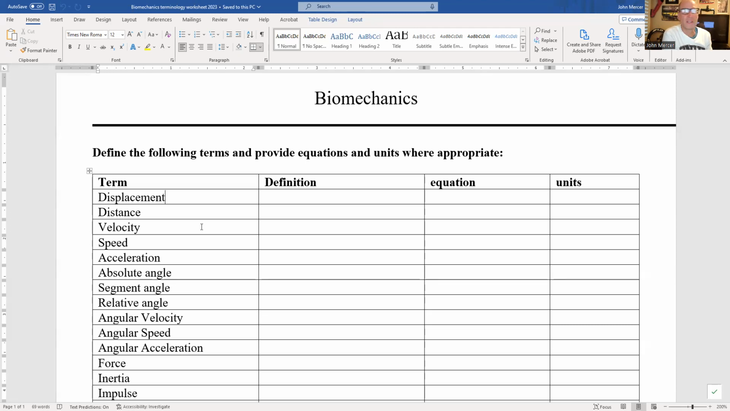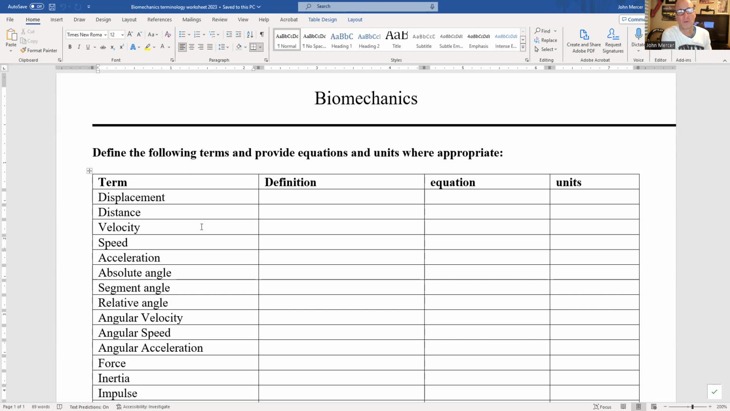They are the angle between two anatomical segments, both having the ability to move or to rotate. They don't have to rotate, but they both can rotate. Angular displacement and angular distance I don't have on here, but we would start taking those angular positions and start quantifying change in angular position.